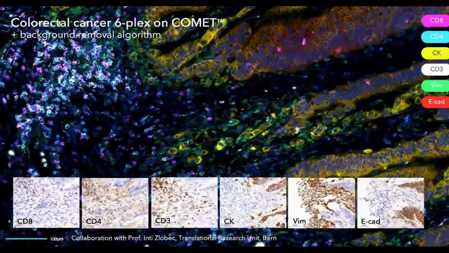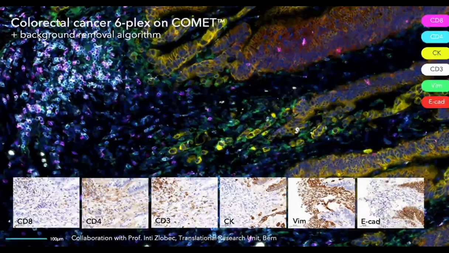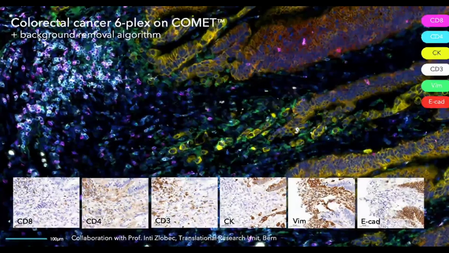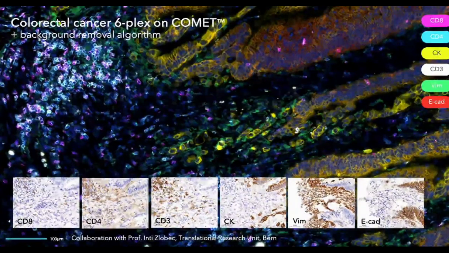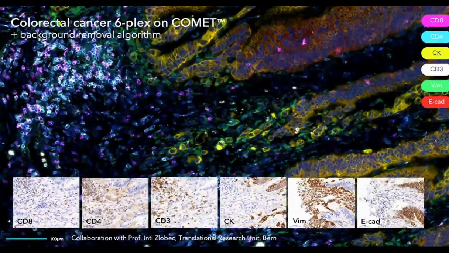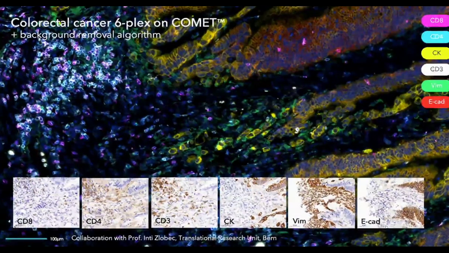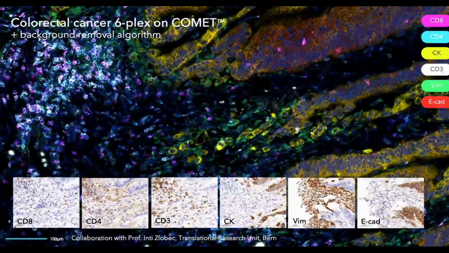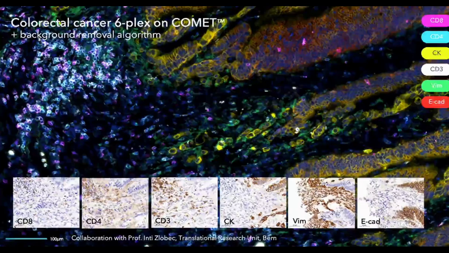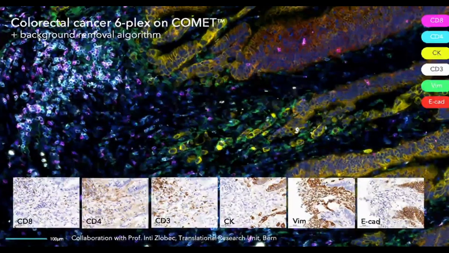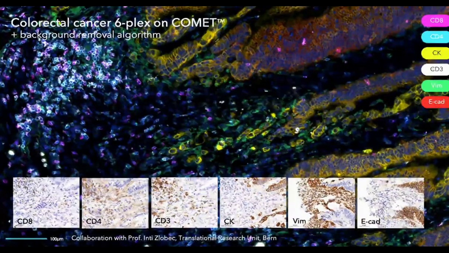I'd like to show you a sample image of a transfer from tonsil to colorectal cancer that we obtained in collaboration with Professor Inti Slovec from the University of Bern in Switzerland. We have optimized a 6-plex panel on colorectal cancer as the preliminary steps towards a larger panel. In this case, we applied a background removal algorithm that was developed in-house and that takes into account the autofluorescence of the tissue acquired automatically at the beginning of the assay.